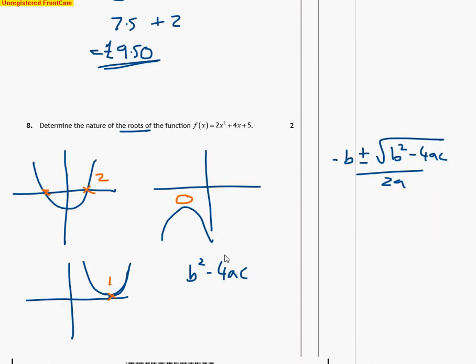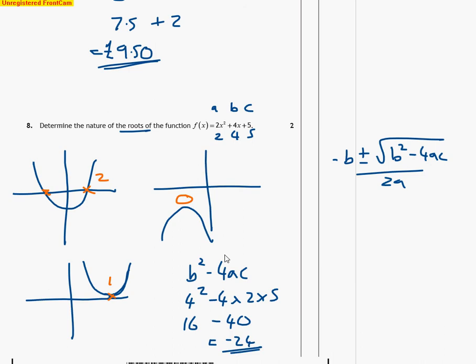So what's a, b, and c? So there's our equation there. So I know that a, b, and c are going to be 2, 4, and 5. Okay, so b squared, 4 squared, minus 4 times a, which is 2, times c, which is 5. So I've got 16 minus 4 times 2, that's 10, so it's minus 40. Okay, so it's going to be minus 24. So we've got a minus number.